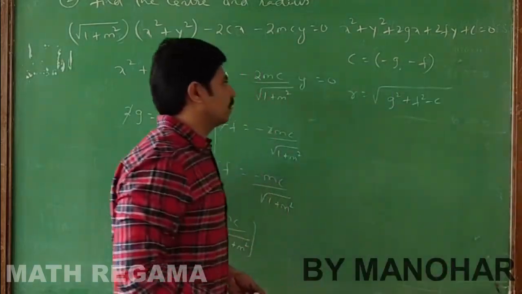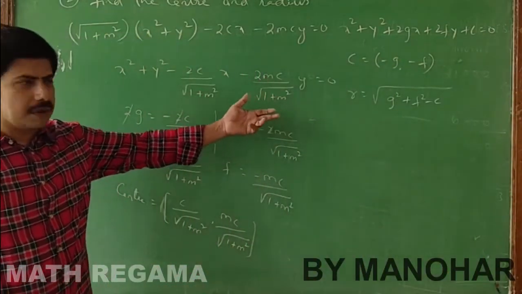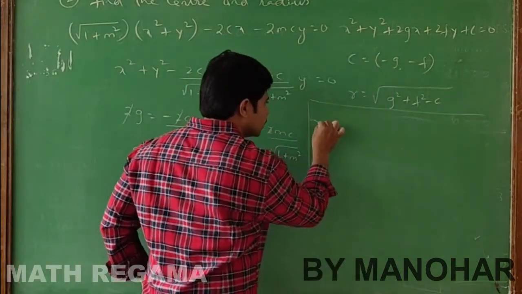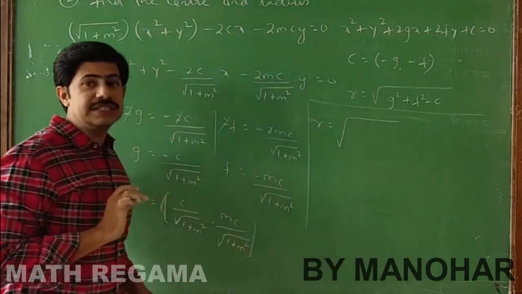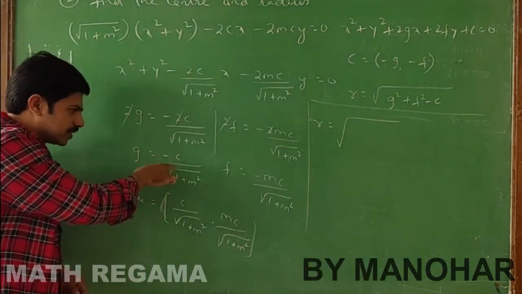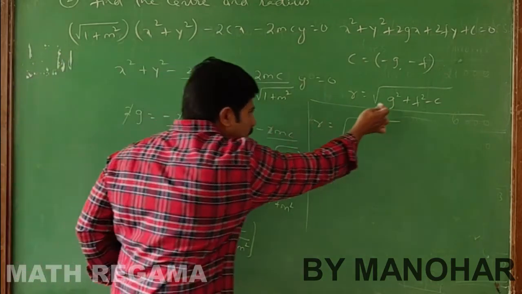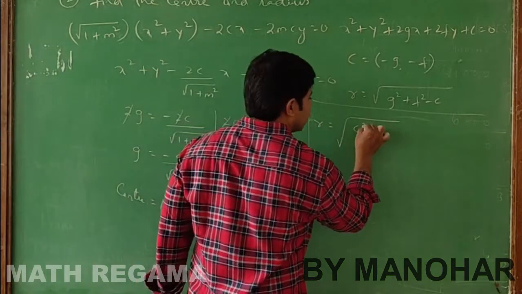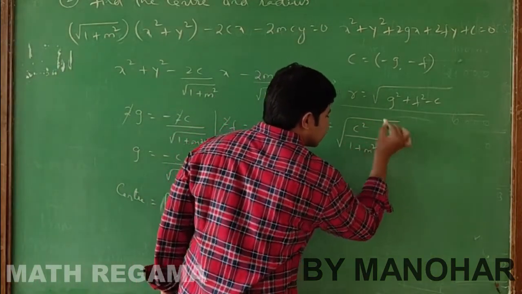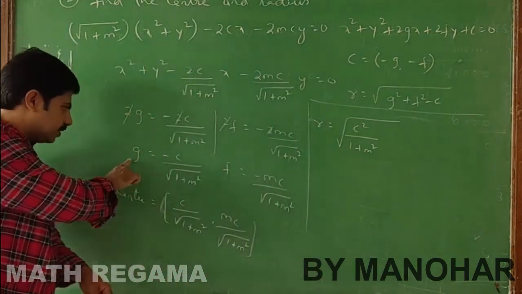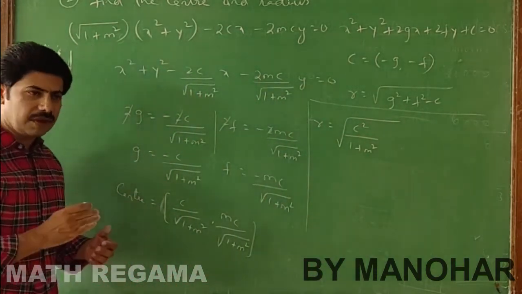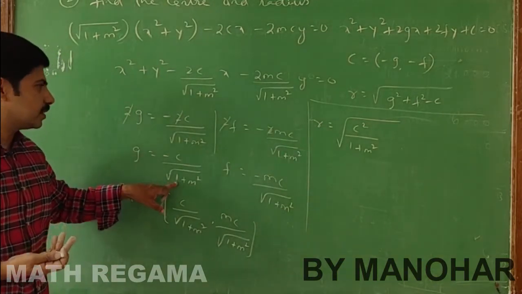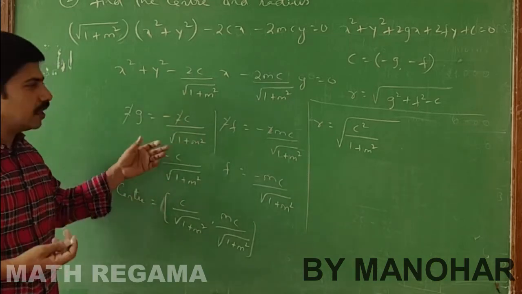We have to find the radius. Already, the radius is under root of g square plus f square minus c. So now r is equal to under root of g square. What is the g value? Minus c by under root of 1 plus m square. I am substituting here. If we square, this minus sign cancels, so c square by 1 plus m square, the root also cancels. If the power is even, this minus sign also cancels.